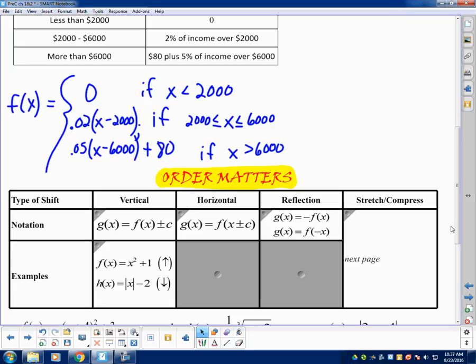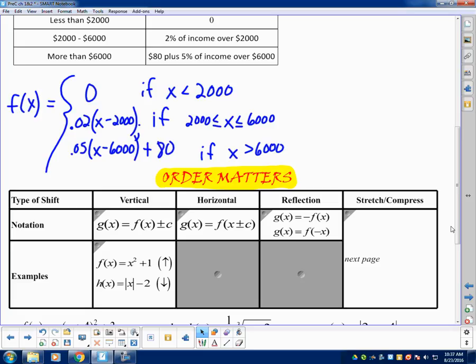Vertical shift. If we take the parent graph, x squared, that's a parabola, and add 1 to it, it's going to move it up 1 unit. Its vertex would be at the origin for the parent graph, and you would move the vertex up to the point 0,1. The one below it, h of x equals absolute value of x minus 2.